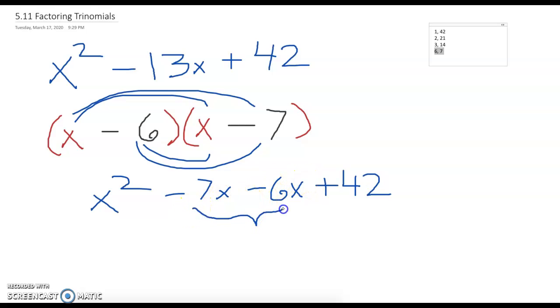Then we can combine like terms. Lost 7, lost 6 more. You lost a total of 13. So then our answer is negative 13x. So we have x squared, negative 13x, and then positive 42. And that is factoring trinomials.